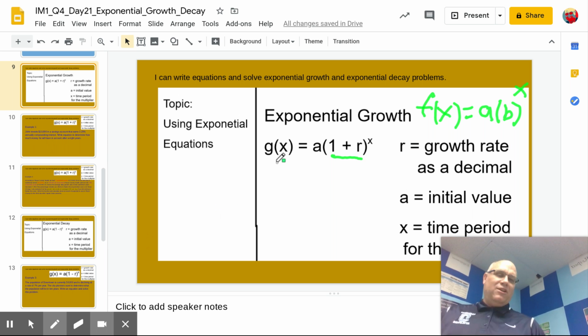It doesn't have to be g of x. It could be f of x. It could be h of x, whatever you want to call the function. We could also just use y. So we could also write y equals a times 1 plus r to the x as well. Okay, let's look at an example.